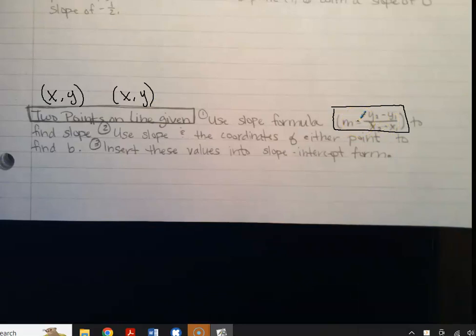Then we use the slope and the coordinates of either point. We're going to do the exact same thing we did up here, but we have to find the slope first. So it's going to have an extra step in it. And then we use the slope and the coordinates of either point to find b. Then we're going to insert these values into the slope-intercept form. Again, we're adding this one step. Step 1 is new. The rest is exactly what we did up here. Nothing different. So let's flip to the back and give it a try.